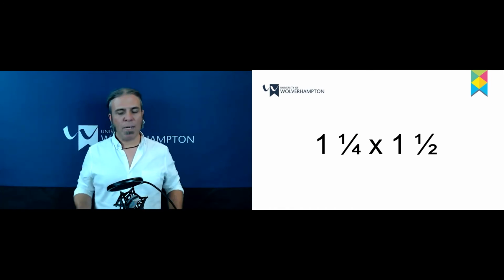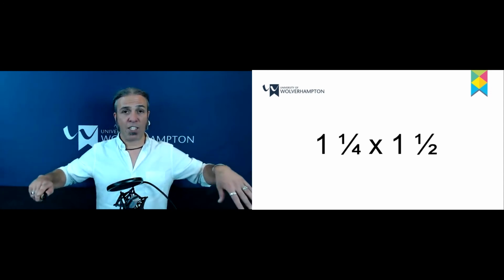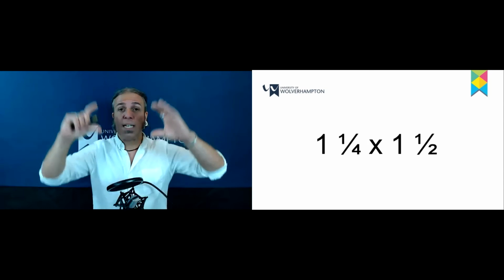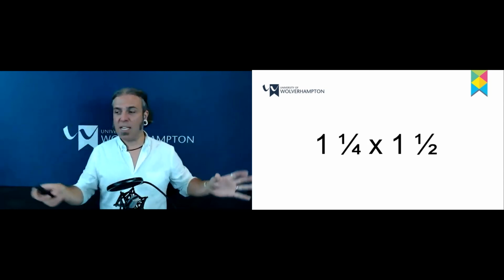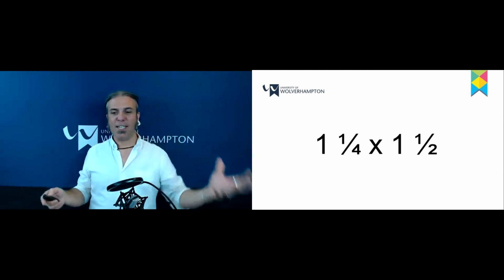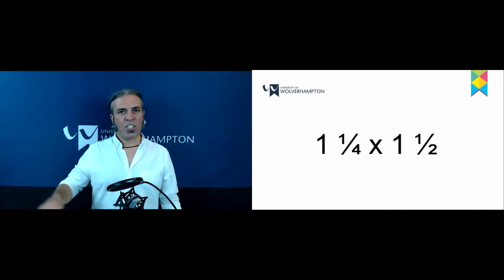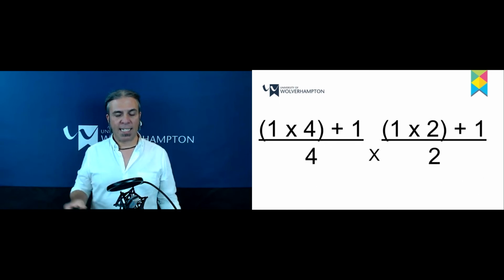Right, so what we need to do is turn these into improper fractions. An improper fraction is when the number at the top is bigger than the one underneath. And of course that can't exist as a proper fraction, so that's why it's called an improper fraction. So we need to turn these into improper fractions, and this is what it looks like.